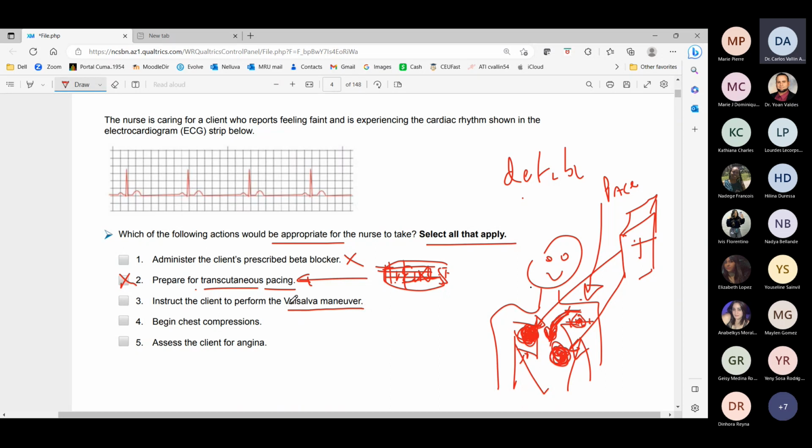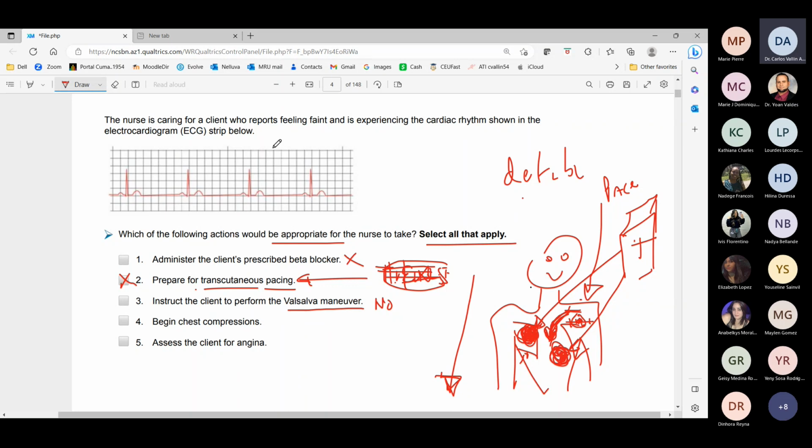Do you recommend the client to do Valsalva maneuver? No, no, no, because the Valsalva maneuver slows down the heart rate, and the heart rate is slow enough. So the Valsalva maneuver is used in tachycardia as an attempt to slow down the heart rate, but never in a bradycardia. The Valsalva maneuver slows down the heart rate. So no.